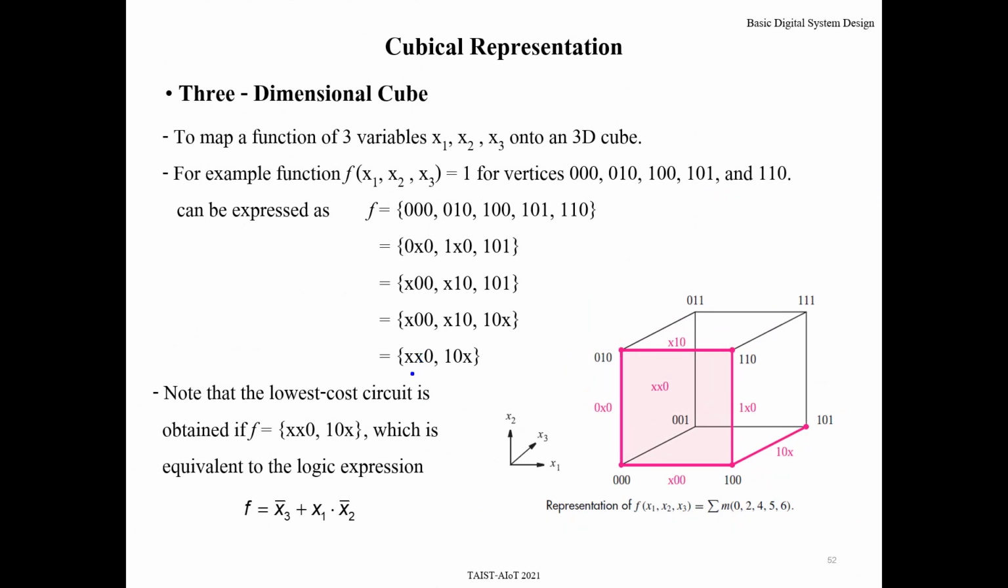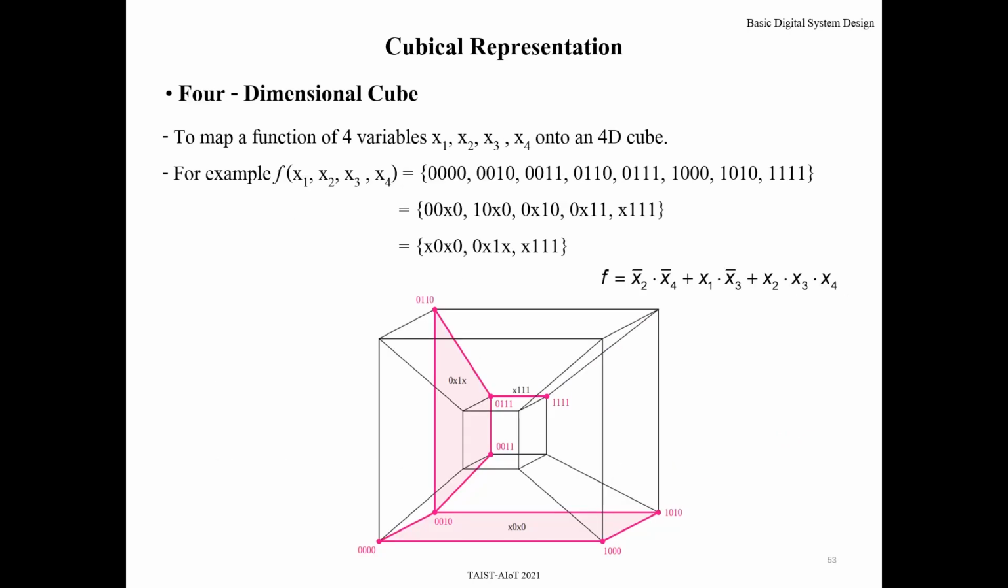So if we want to implement the function with the lowest cost circuit, maybe we use this expression, which you can write as x3 prime, because x3 is 0, or this one, 1, 0, x. 1 is the value of x1, and 0 is the value of x2. So you can write it as x1 and x2 prime.